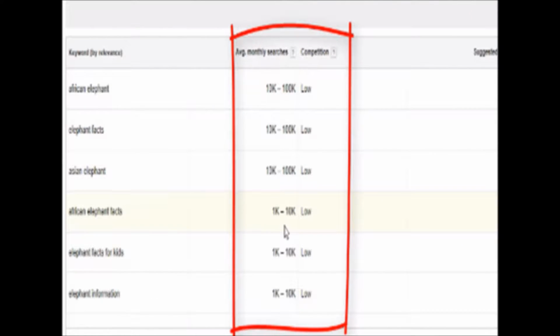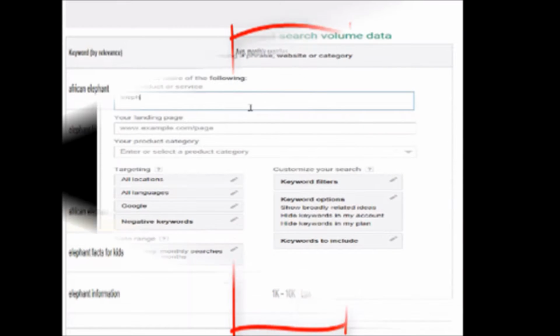A common problem that people deal with is that it just gives you a range. For African elephant, we get searches between 1,000 and 10,000 a month, which, as a search marketer, is not good enough. I need to know if it's closer to 10,000 or closer to 1,000, because knowing exact numbers is very valuable when I get into a market. Of course, the numbers are what matter most in the marketplace. So you want to keep that in mind.